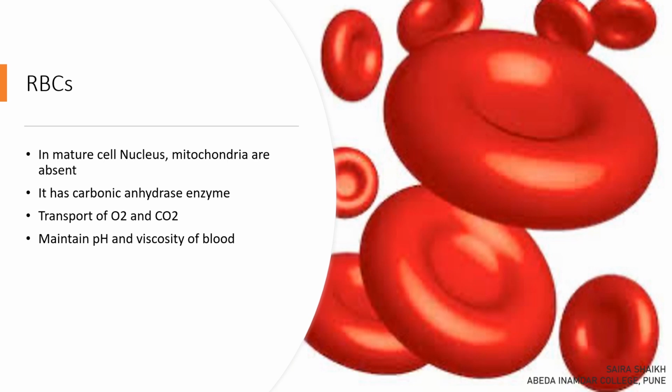In the initial stage, RBC has all cell organelles. But when the RBC matures, all the cell organelles degenerate. The nucleus is also absent, and it creates space for hemoglobin. Hemoglobin is a respiratory pigment which helps in the transport of gases. RBC also has an enzyme called carbonic anhydrase which helps in CO2 transport and in maintaining the pH and the viscosity of the blood.